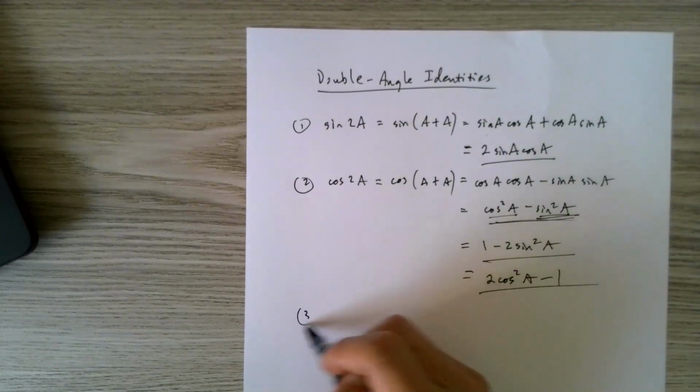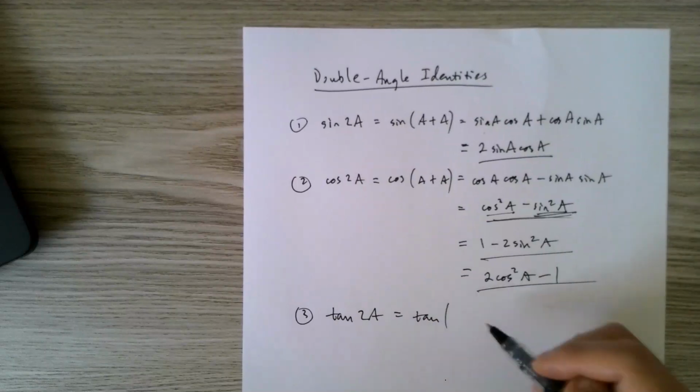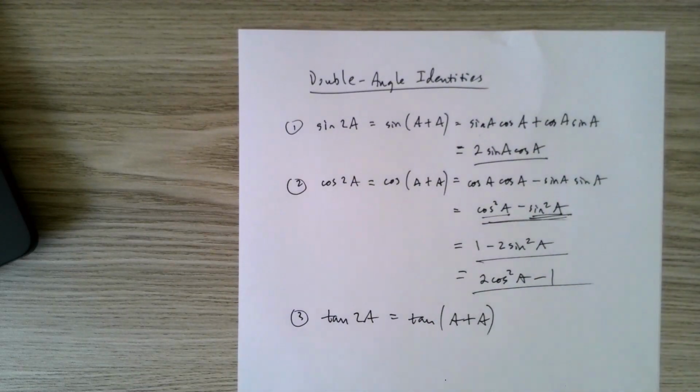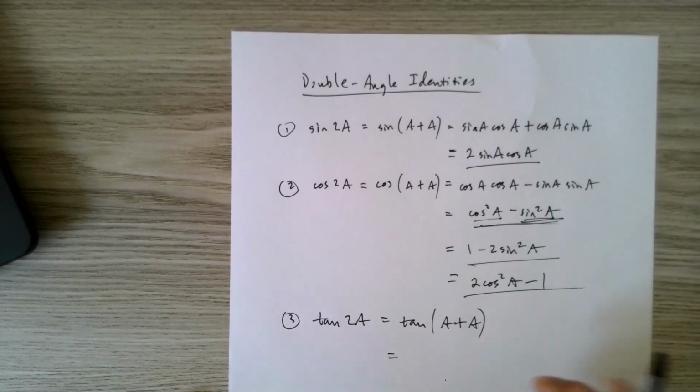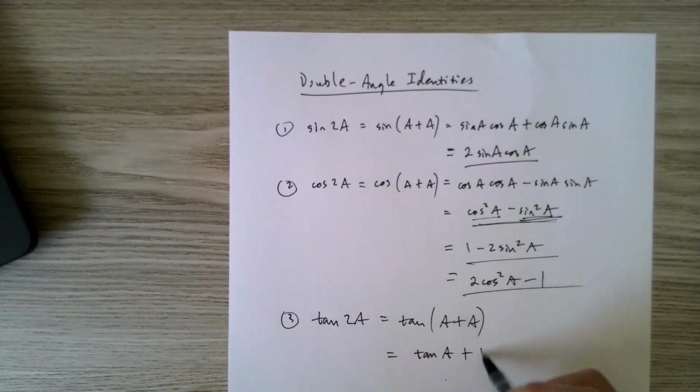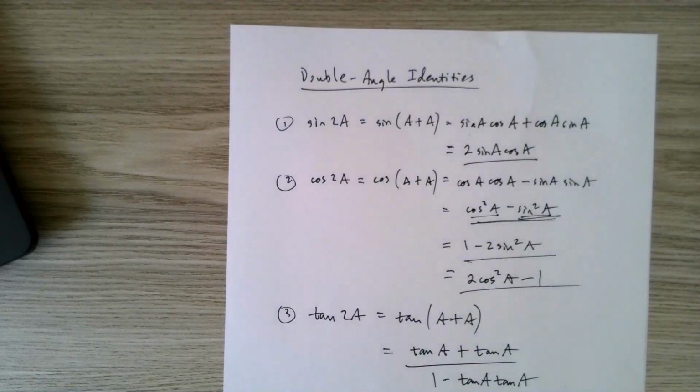And then the third one is, of course, tan of 2a. Same as the other two. First start out like this, and then use the identity from before, the last group. Tan a plus tan a over 1 minus tan a tan a. And that becomes 2 tan a over 1 minus tan squared a.